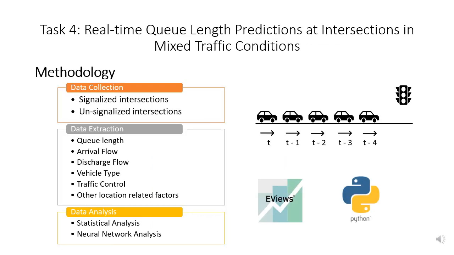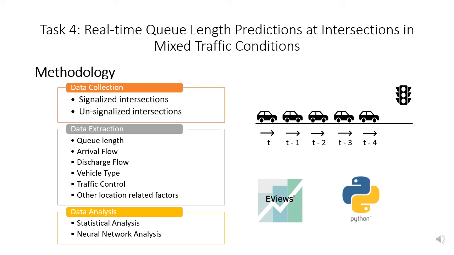Moving on to the methodology of the task. The methodology comprises three main sections: data collection, data extraction, and data analysis. The data collection is based on two intersection types, which are signalized intersections and unsignalized intersections. The data extraction is focused on the key variables considered in the task, and they are the queue length, arrival flow, discharge flow, vehicle type, traffic control, and other location related factors.